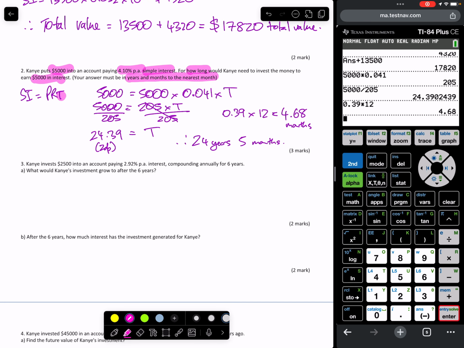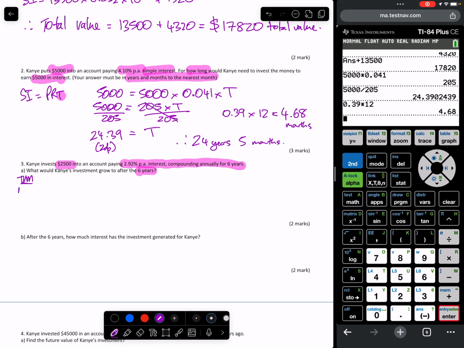Kanye invests 2,500 into an account, paying 2.92% interest, compounding annually for 6 years. What would it grow to after 6 years? What I'm going to do for this is use TVM solver and also the formula. There is one question here where you must use TVM solver. You have no option. But everything else, I'm going to teach you TVM solver, and I'm also going to teach you the formula so you can do it either way. So TVM first.